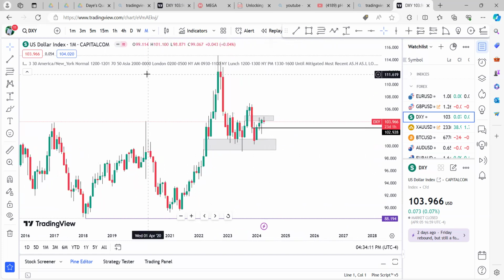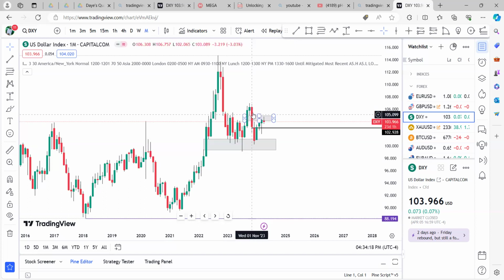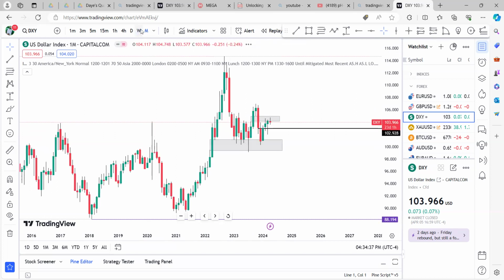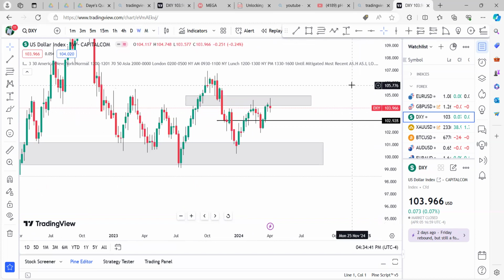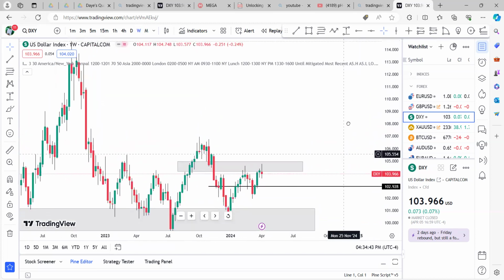Yes, and then you could also see that this imbalance here and this imbalance here is a balanced price range. Whenever you have two fair value gaps, it is termed a balanced price range. Since it is balanced, I don't know what price is doing basically for this week. So sometimes you just have to sit on the sidelines and look at what the price will do.